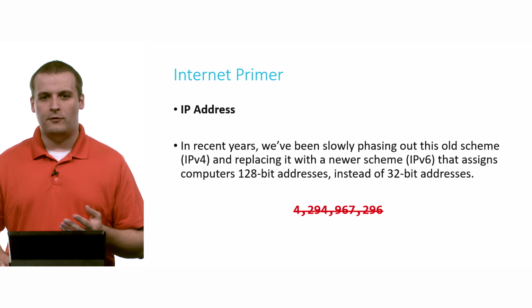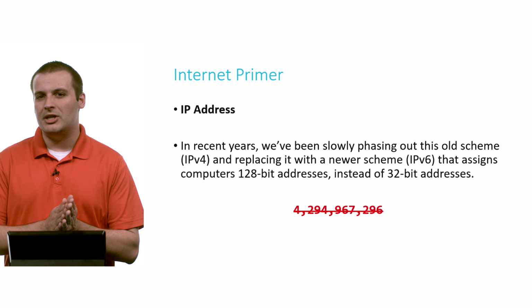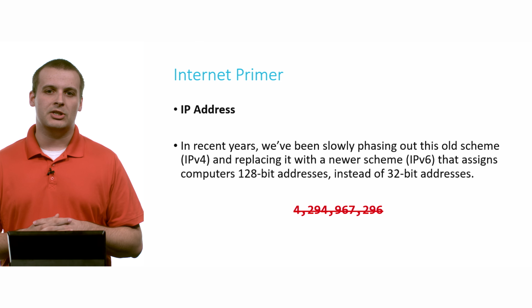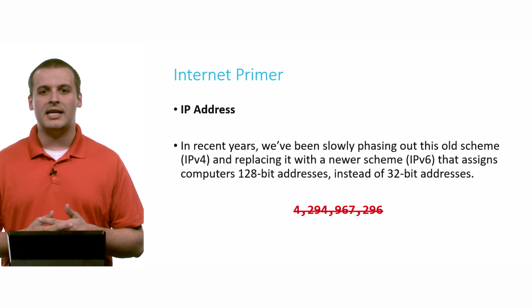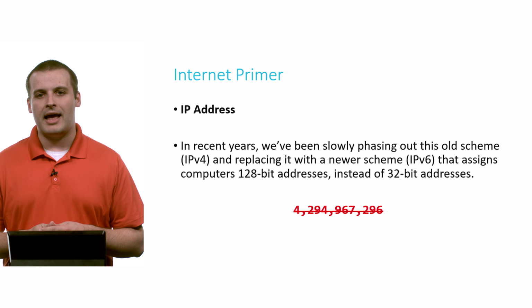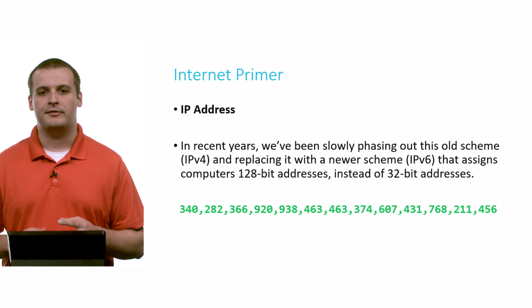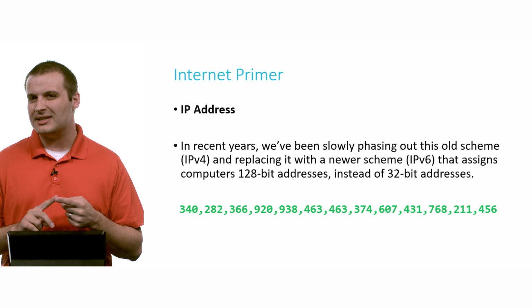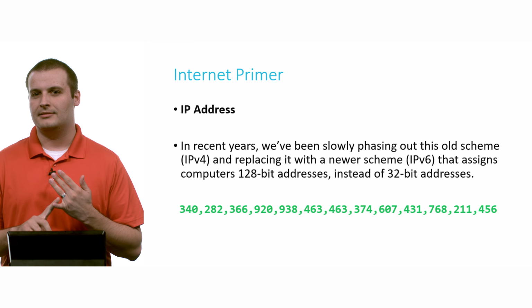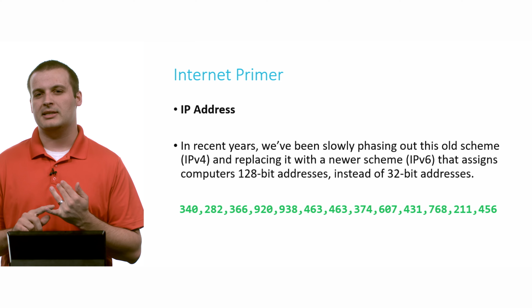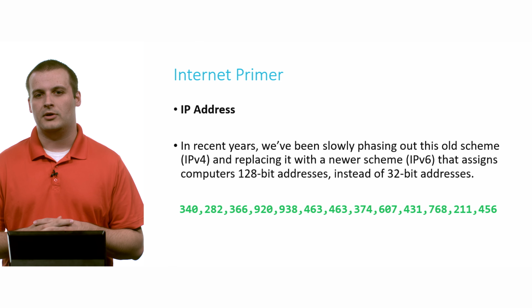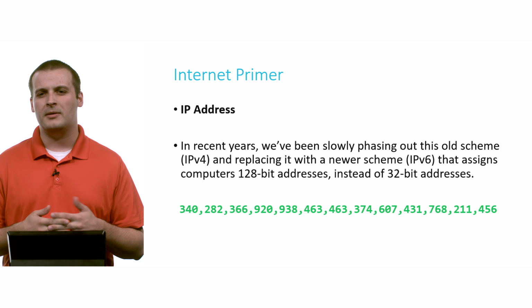So as I said, we had about 4 billion, but that's not going to be good enough, right? And so the way that it has been decided that we're going to deal with this is to make longer IP addresses. Instead of 32-bit addresses, we're going to have 128-bit addresses. So instead of 4 billion addresses, we're going to have that huge number of addresses, which is 340 billion billion billion billion. So a lot of IP addresses. And this new scheme is commonly referred to as IPv6, the old scheme being IPv4.